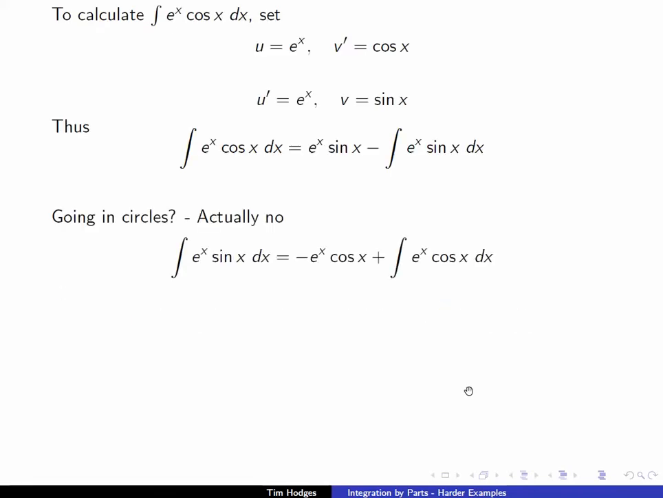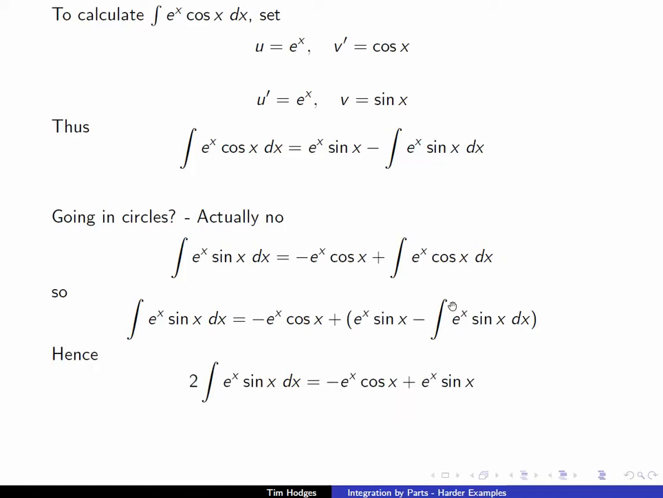What do we get? We get that the integral of e to the x sine x is equal to, well, sorry, this was the formula from the previous page. When we plug this into this term here, we get this. But the negative integral of e to the x sine x can be taken over to the left-hand side of the equation. We add it to both sides, and we get 2 times the integral of e to the x sine x dx equals what's left of the right-hand side, minus e to the x cosine x plus e to the x sine x. So dividing by 2 now gives us our answer.